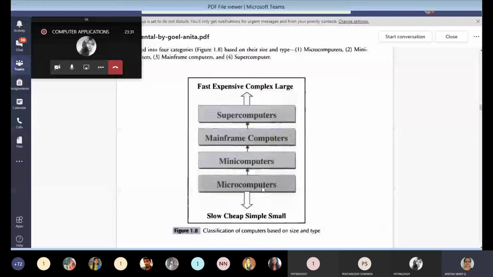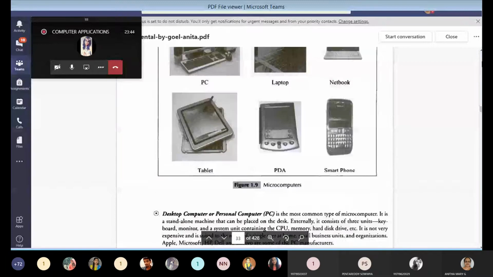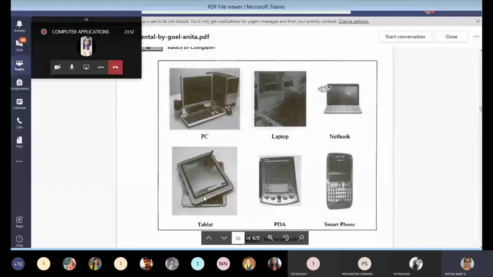You can take examples like the laptop. I'll show you the examples of this and then we'll come back. So these are all examples of microcomputers: the PC, laptop, netbook, tablet, PDA, smartphone. All these come under our first type of computers, that is microcomputers, which are digital computers.